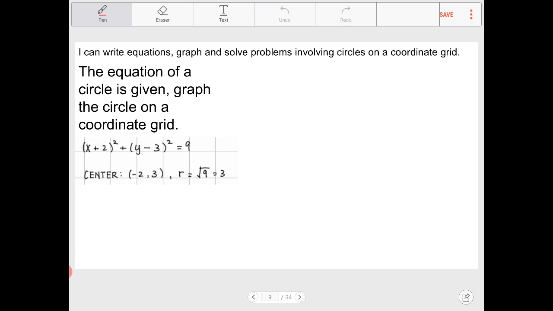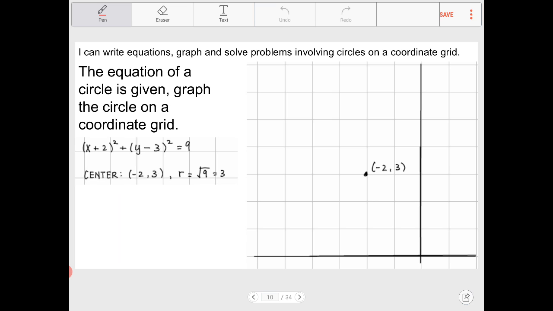So if we were asked to graph the circle that's being described by this equation, first we would have to pinpoint where the center is, and that's (-2, 3). And it is rather challenging to draw a circle without the aid of a compass. However, knowing that the radius is 3, what I can do, and artists do this all the time, if they're asked to draw a circle, is draw bits and pieces of the circle at a time.